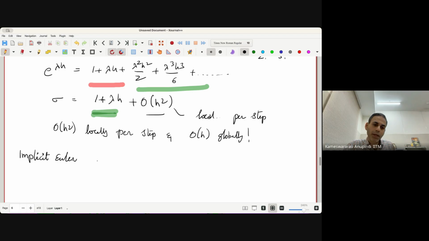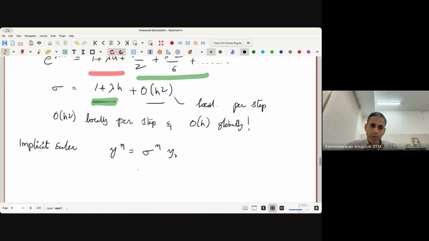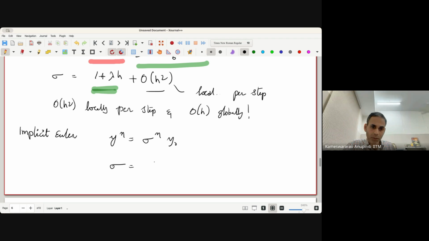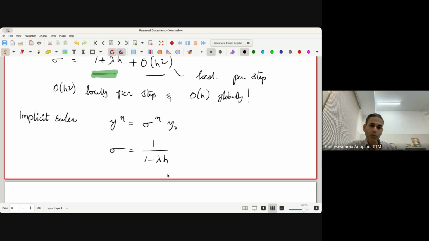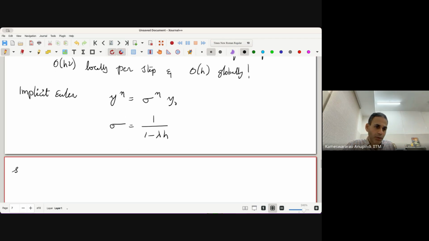In the implicit Euler method, again we wrote y at the nth step equal to sigma to the power n times y0. But in the case of implicit Euler, our sigma was equal to 1 by 1 minus lambda h, right? If you go back, 1 by 1 minus lambda h can again be expanded if you have small values of x, then 1 by 1 minus x can be expanded as 1 plus x plus x square plus x cube and so on. Okay, so that is the expansion.